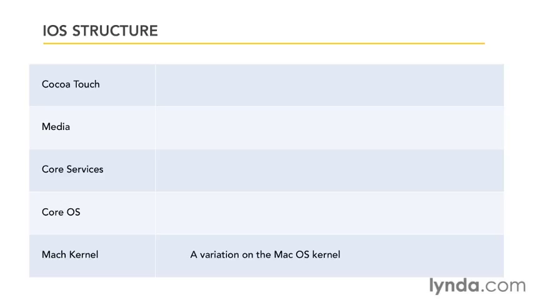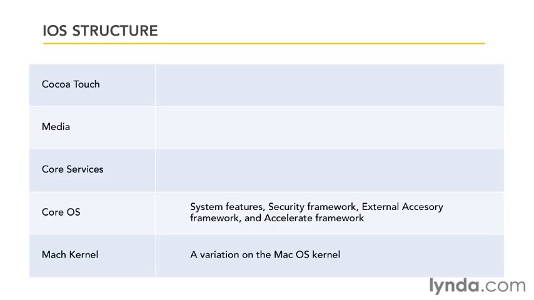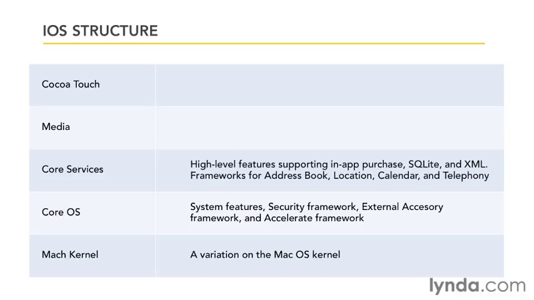The core OS, as you might expect from the name, handles the basic operations including file management, security, and interfacing with accessories. The Accelerate framework is used to calculate complex math calculations or image manipulation. The core services layer includes numerous high-level features to support in-app purchase, the SQLite database engine, and XML. There are also frameworks for address book, location, calendar, and telephony, among other services.